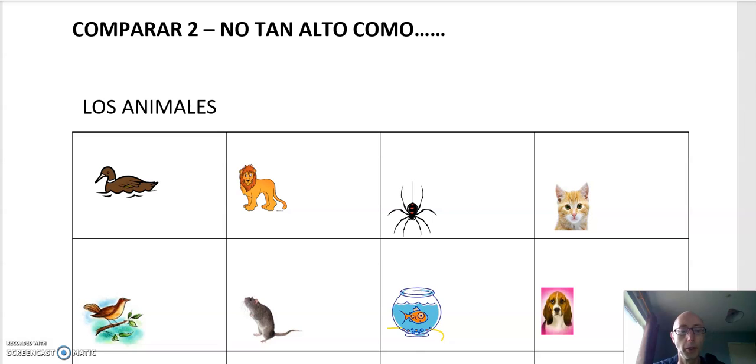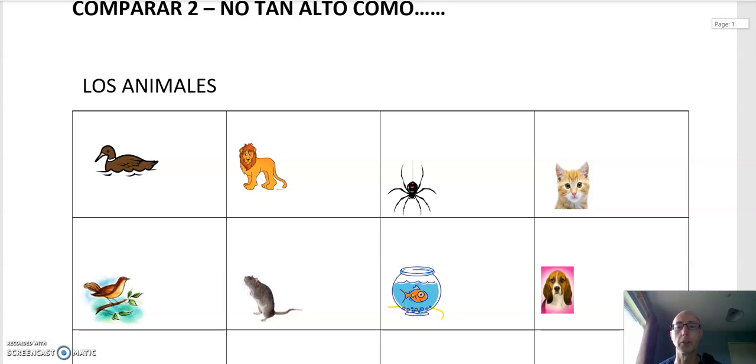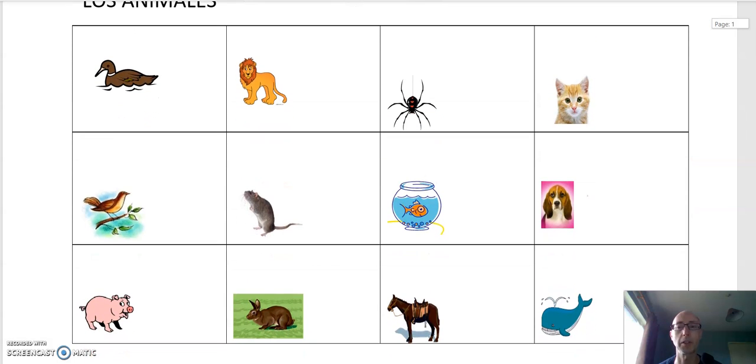And in this video we look at the expression no tan alto como, no tan grande como. We look at that in a second. Let's revise one of the things that we looked at in the first video, and the first one was to do with animals. So let's see if you can remember the names of the animals here.